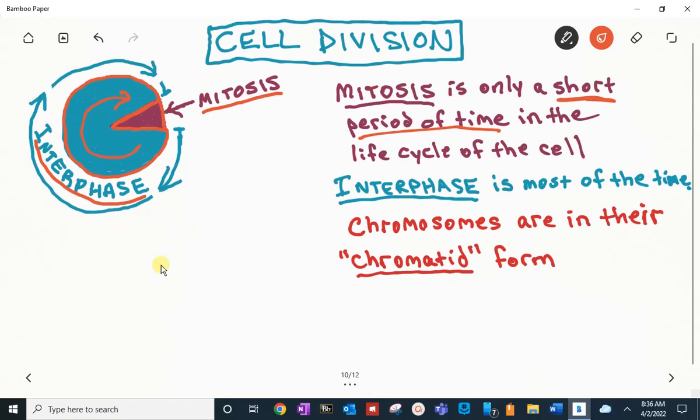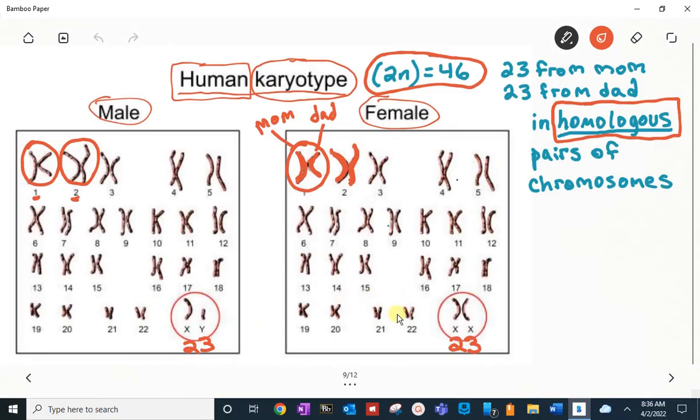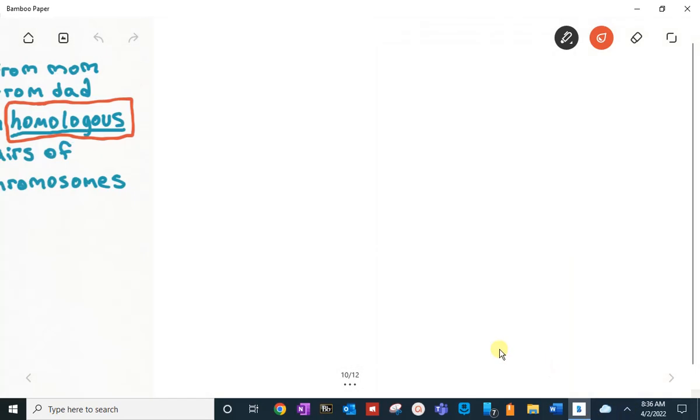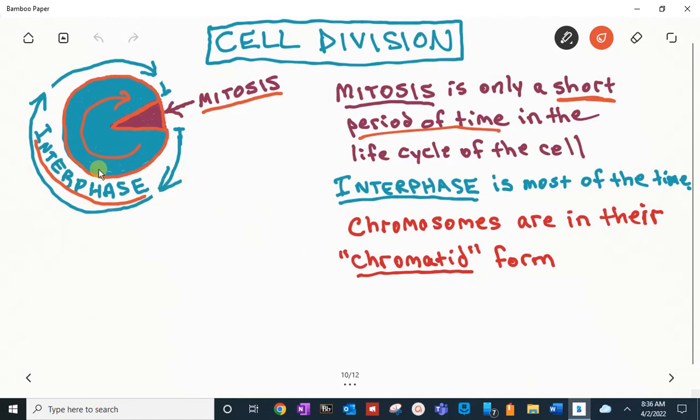Now, the reason why I showed you that human karyotype back here is you notice each of these 23 pairs of chromosomes are tightly wound, they look like little pieces of yarn or something. But when the cell is in interphase, when it's not in mitosis, that is not how those 23 pairs of chromosomes look.